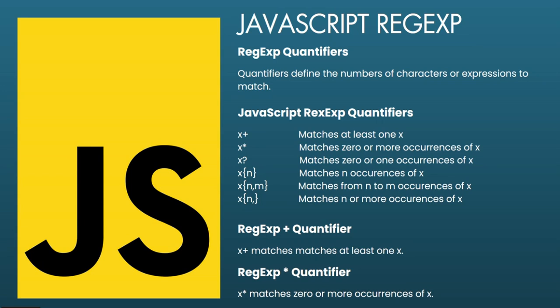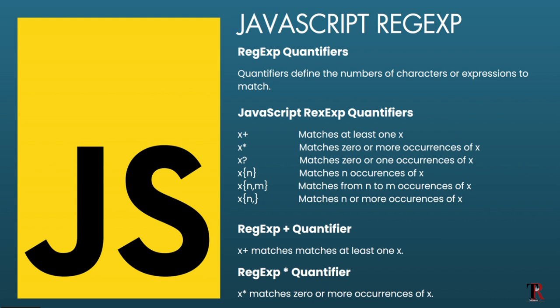Quantifiers. Quantifiers define the numbers of characters or expressions to match. So when you want to match a pattern, a quantifier is what defines the number of characters or expressions to match.